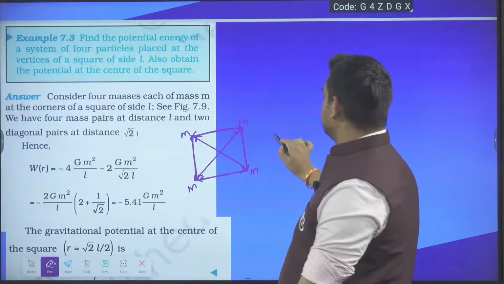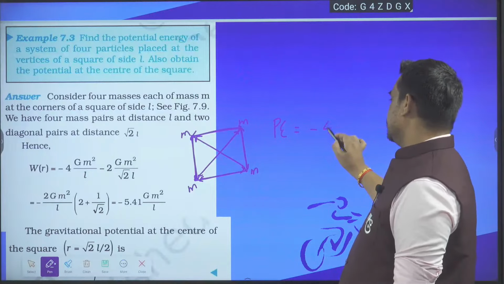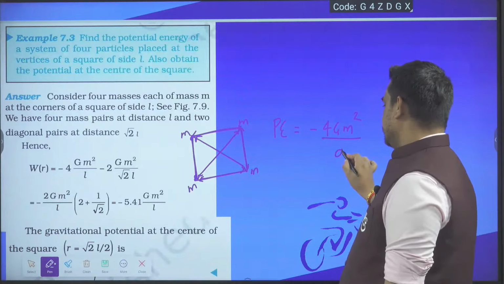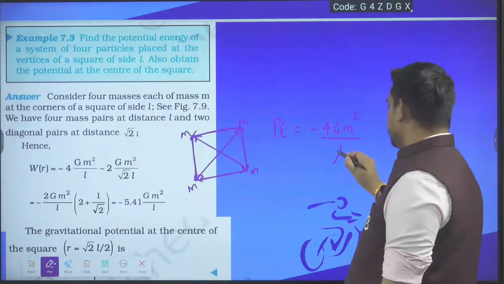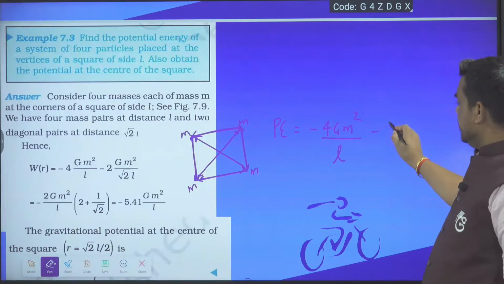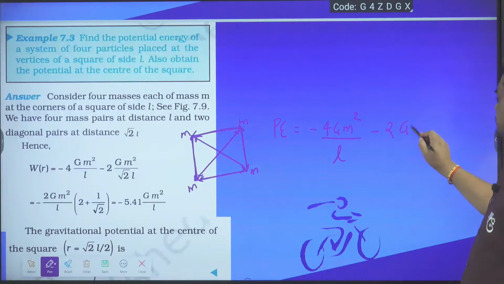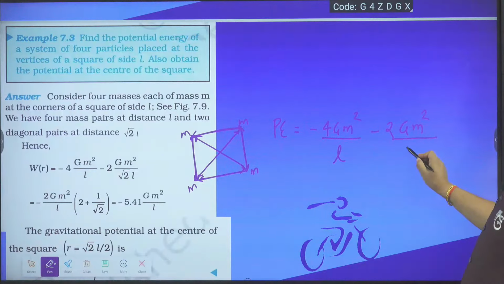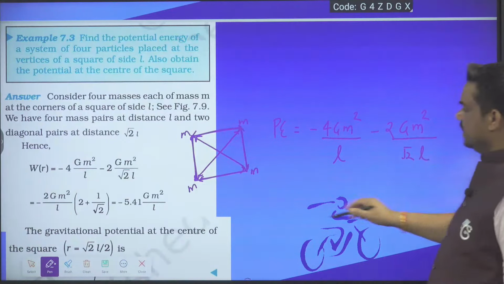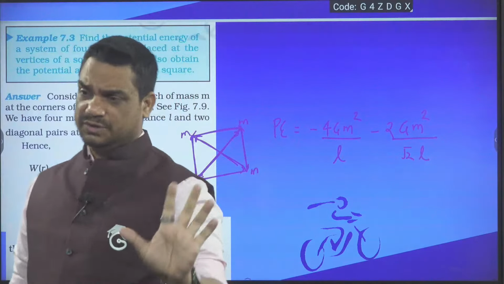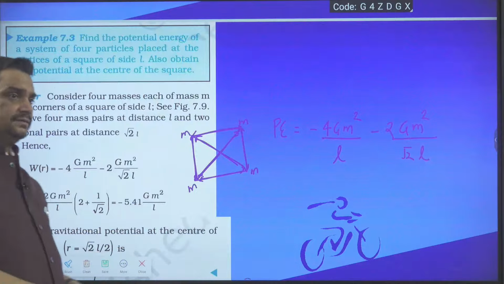So we can say potential energy, if you have to write, becomes basically minus 4 G M square divided by L, since they have given the side as L. There are 2 interactions, these 2, which are along the diagonals. We can say G M square divided by root 2 L, because the distance for these diagonals will be root 2 L. Then we can do the calculation. Okay, clear?